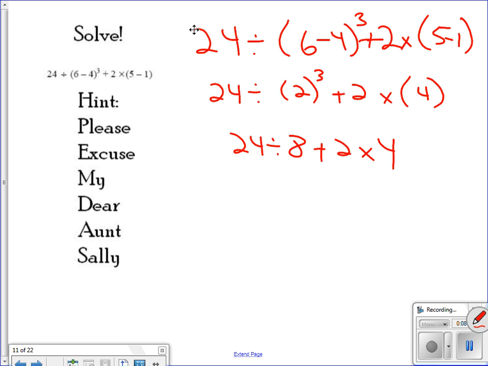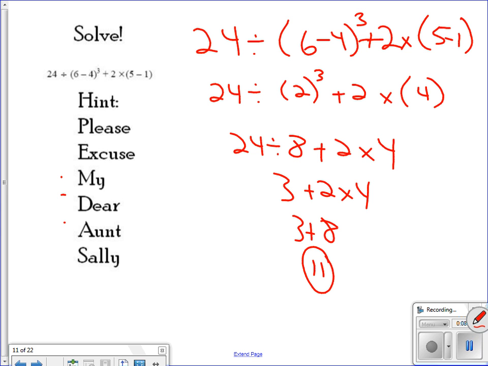Now I'm going to divide because dividing happens before adding. 24 divided by 8 is 3 plus 2 times 4. Now I have to make sure I multiply before I add here. So I'm going to go 3 plus 8. And I have 11 for an answer.